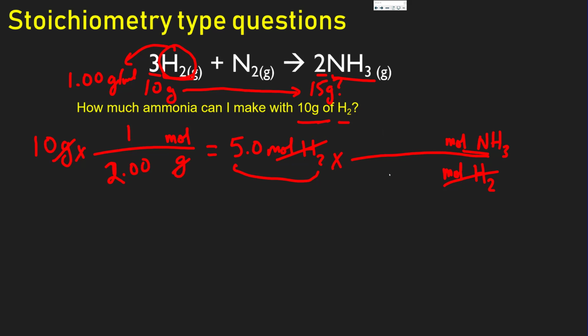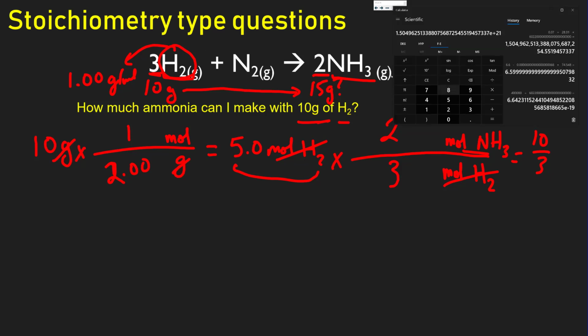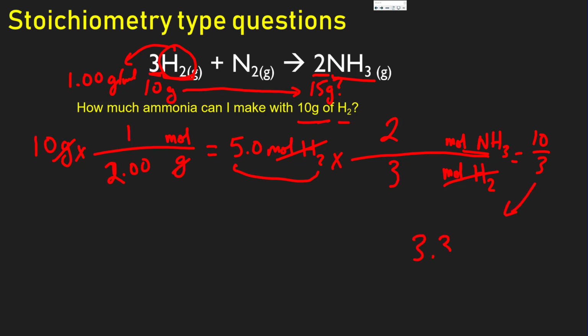So what numbers do I put in? Because these are my molar ratios, I'm looking at the coefficients in front of these compounds. So I'm going to have 2/3. That's my conversion factor, my ratio. Then I multiply: 5 times 2 divided by 3. If I can do my math quickly in my head, this is going to be 10/3. Let me just quickly use my calculator to be exact. 10 divided by 3, 3.3. There we go. So my answer here is 3.3 moles of NH3.